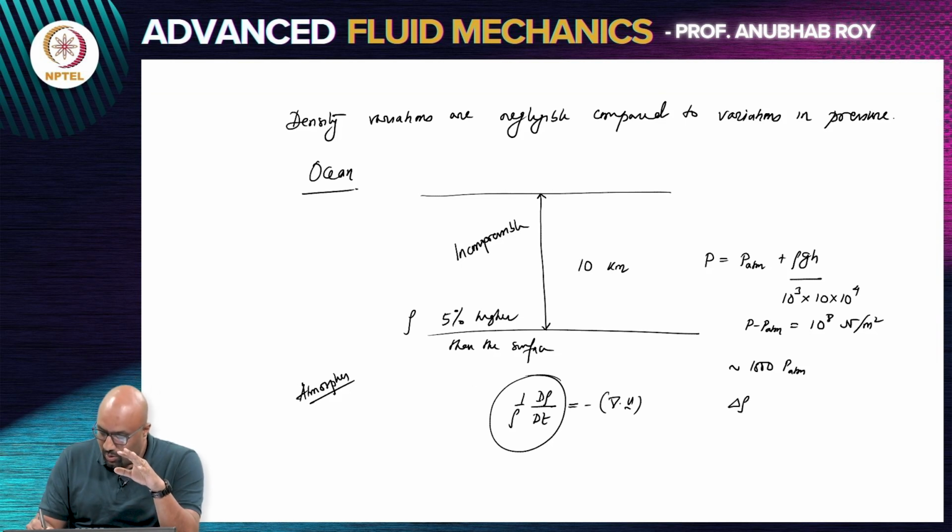So what you are trying to do here is that delta rho by some mean rho naught is actually quite small. You have very small variations occurring for density with respect to its mean value.